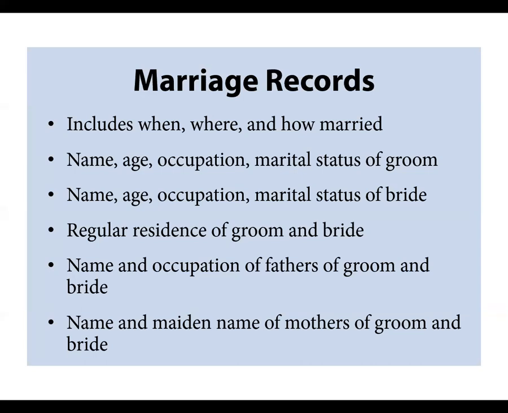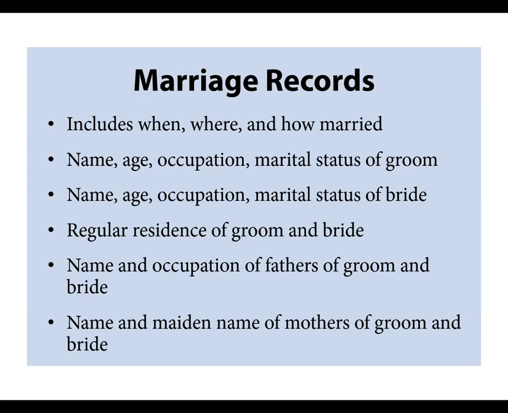And of course, the occupation of the fathers of the groom and the bride, and the maiden name of the mothers of the groom and the bride. So you get 2 generations here conveniently put into the same record. Unfortunately, this doesn't give you when the parents are married. We can't get everything, you know, in genealogy. They have to do a little extra work.